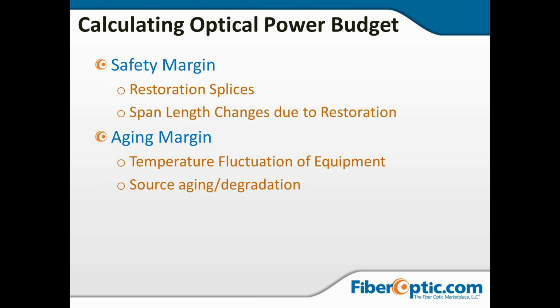You also want to look at your aging margin: temperature fluctuations of the equipment, aging and degradation of the fiber. Now, theoretically, the fiber should last 40 to 70 years in the field if it's properly installed and you don't go tinkering with anything. The outside plant fiber should last for 40 to 70 years. Inside plant would be about the same, but you're going to be changing out technology before that 40 years is up anyway.